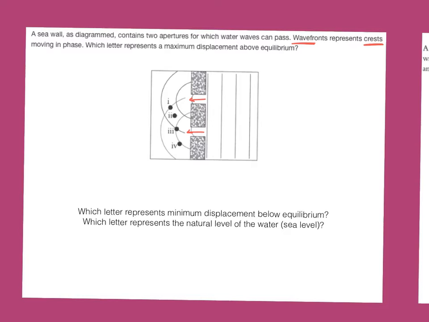That's what we normally assume. So each one of these lines represents a crest. Now remember, the crest is when I have my line, it goes above and under. So this right here is a crest. Okay. And this one down here is a trough. Okay, and it says which one represents maximum displacement.